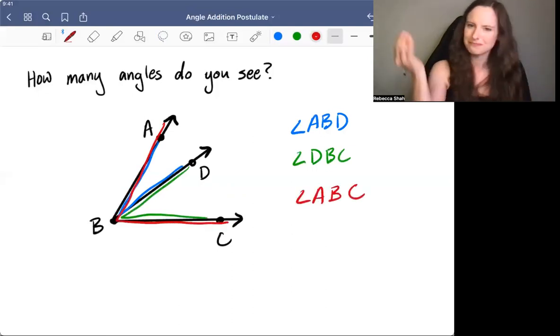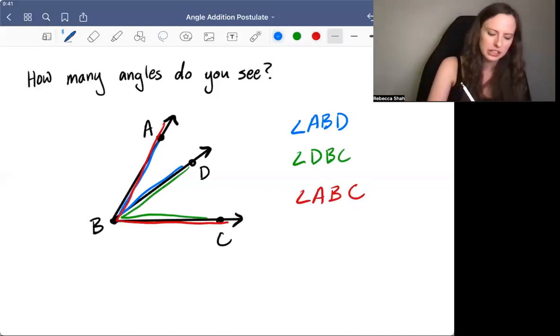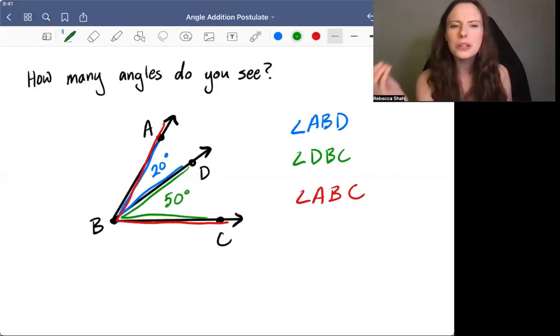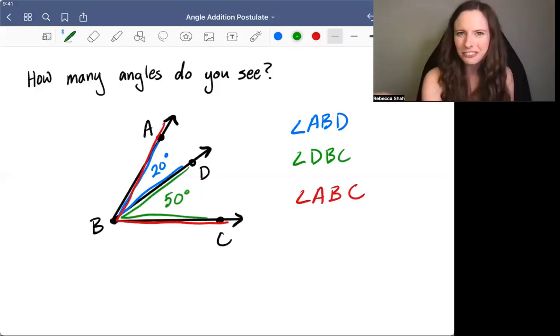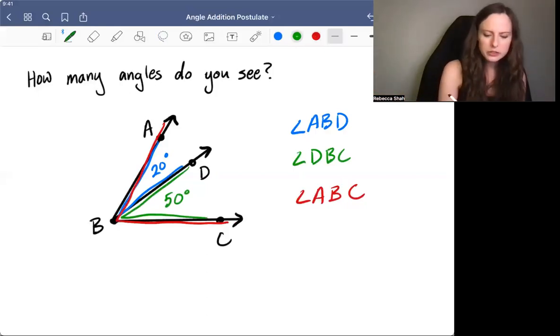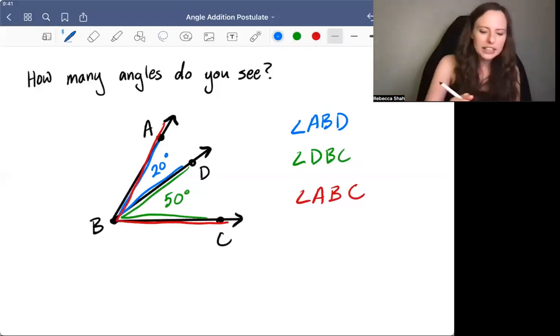Now I'm just going to make up some numbers here. Let's say the blue angle has a measure of 20 degrees, and the green angle has a measure of 50 degrees. What would you expect is the measure of the red angle? 70 degrees, right? Because those two smaller angles completely fill up angle ABC, we can add their measures together to find the measure of the larger angle.